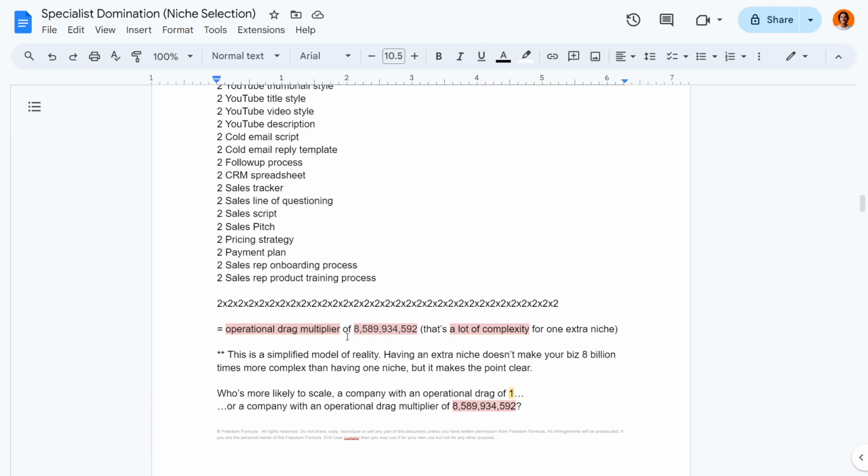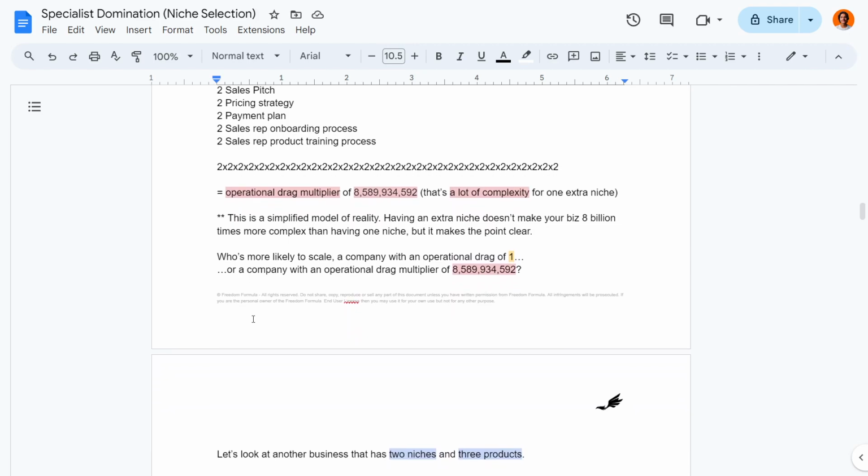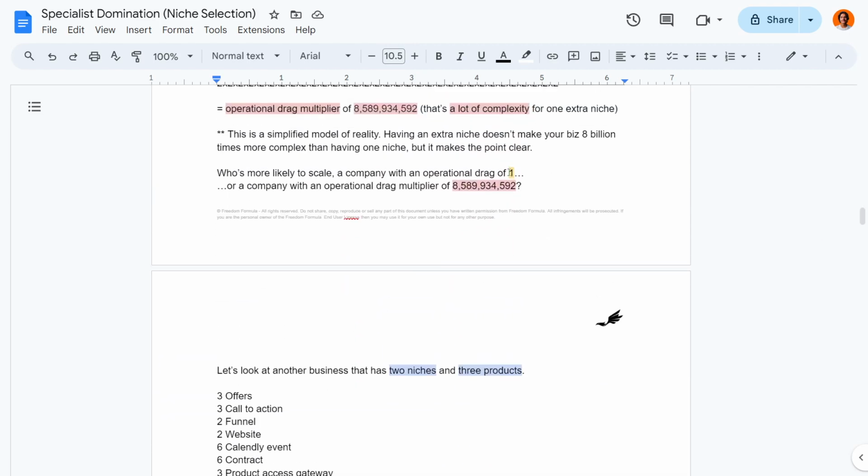That's a lot of complexity just for one extra niche. Now, of course, this is a simplified model of reality. Having an extra niche does not make your business 8 billion times more complex than just having one niche. But I hope it makes the point clear that just by adding one extra niche to the game, the complexity is changing by a lot, right? So I want you to answer this. Who is more likely to scale? A company with an operational drag of 1 or a company with an operational drag of 8.5 million or billion, right? Of course, the company with an operational drag multiplier of 1, right?